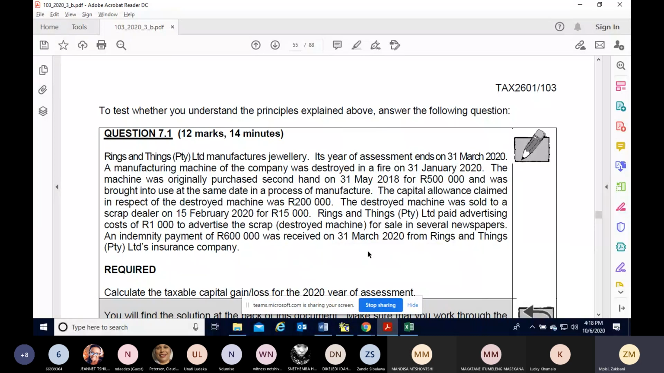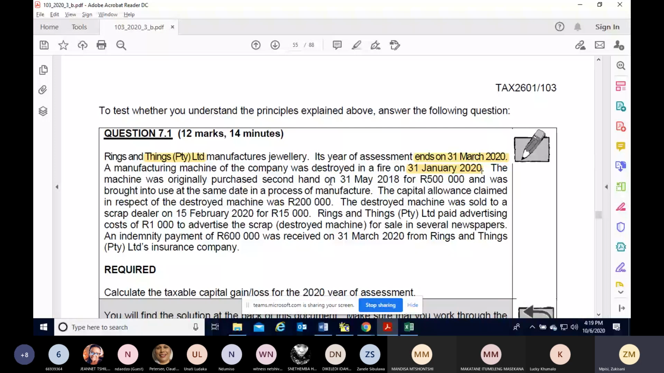All right, I believe everyone was able to quickly read question 7.1. So let us quickly go through the question together. Rings and Things Pty Ltd manufactures jewelry. So we can pick up that this is a private company. Its year of assessment ends on 31 March 2020. A manufacturing machine of the company was destroyed in a fire on 31 January 2020. The machine was originally purchased second-hand on 31 May 2018 for 500,000.